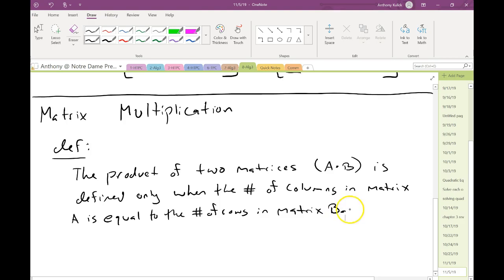Okay, so first things first, the product of two matrices is defined only when the number of columns in matrix A is equal to the number of rows in matrix B. So here, do the dimensions need to be the same? No, only part of the dimension needs to be the same in order to do the matrix multiplication.